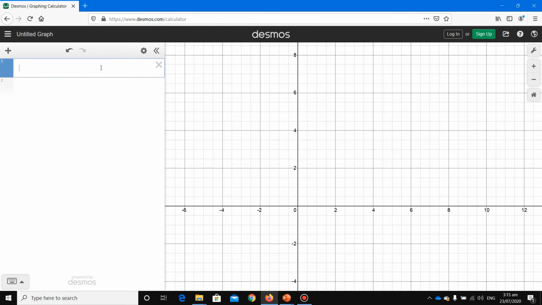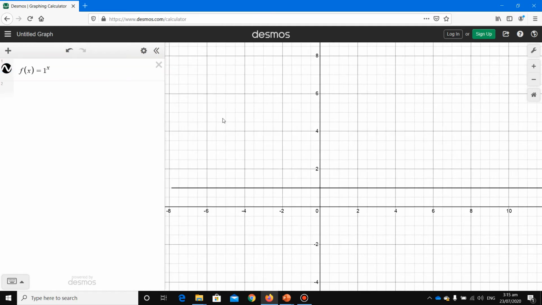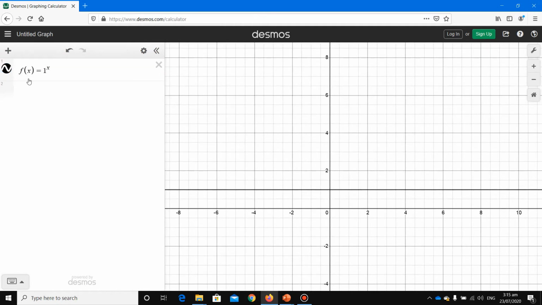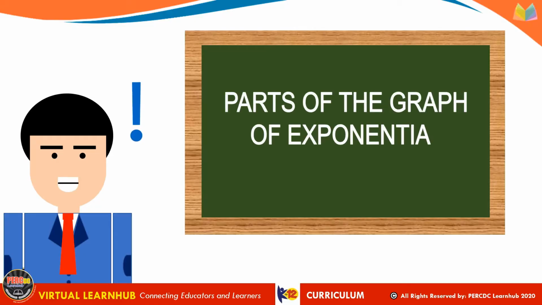So we have here y, or f of x, equals 1 raised to x. So we can observe here that the graph of f of x equals 1 raised to x is just a straight line, because for any value of x, the value of y will only be equal to 1. So that is just a horizontal line at y equals 1. Now let's move on to the parts of the graph of exponential function.